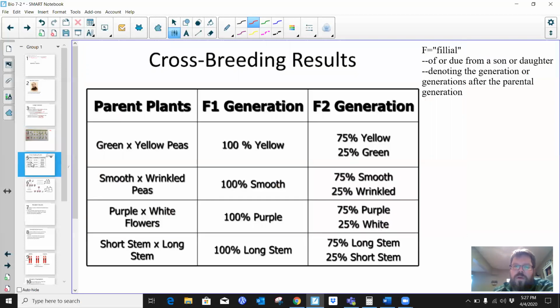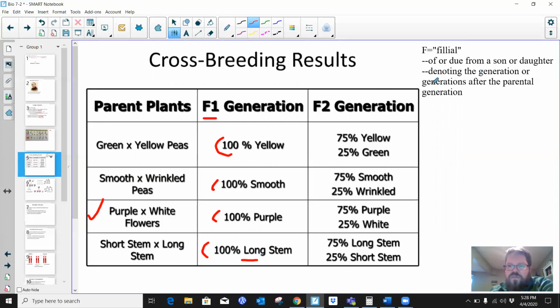So just to summarize what he saw in this crossbreed. The parent plants, these pea generations, green and yellow peas, while in the F1 generation, it was 100% yellow. In other words, yellow seemed to dominate or mask the expression of green. Smooth versus wrinkled, 100% were smooth. In other words, smooth seemed to dominate or mask the presence of wrinkled peas. Purple versus white. This is the one we just looked at a little bit closer. 100% of the offspring in the F1 generation were purple. Short versus long stem, 100% long. So this long stem characteristic seemed to be the dominant characteristic.